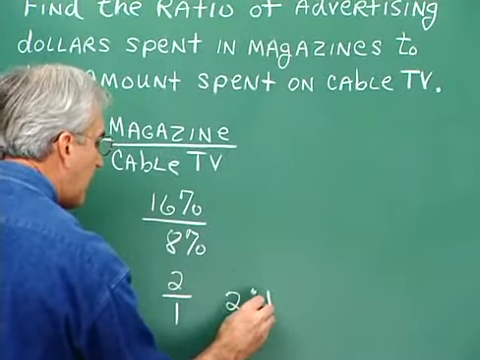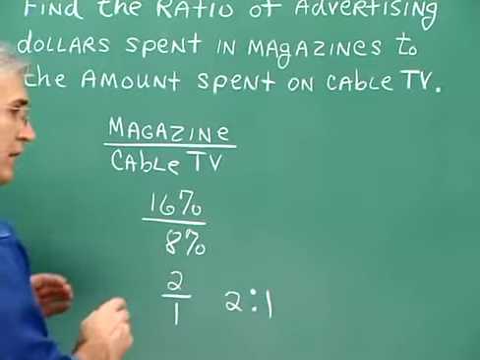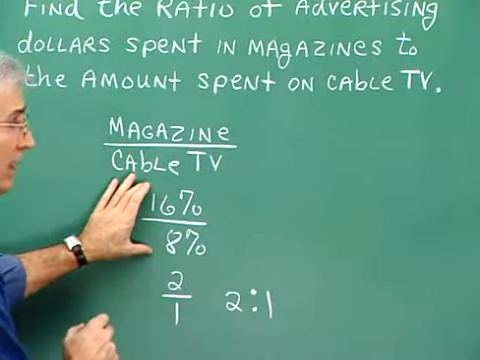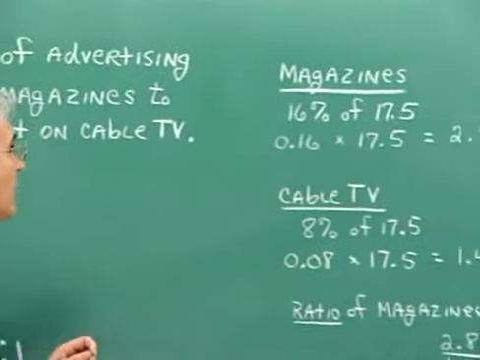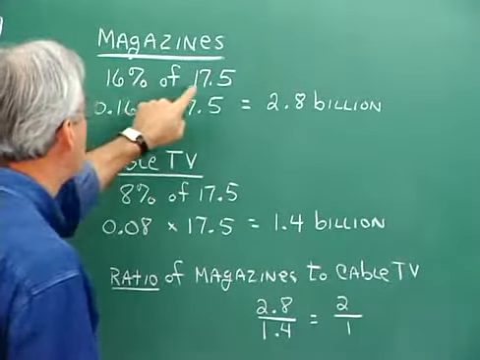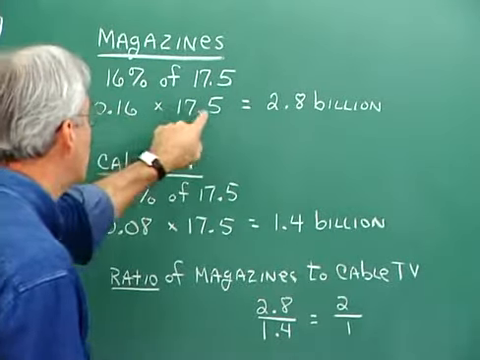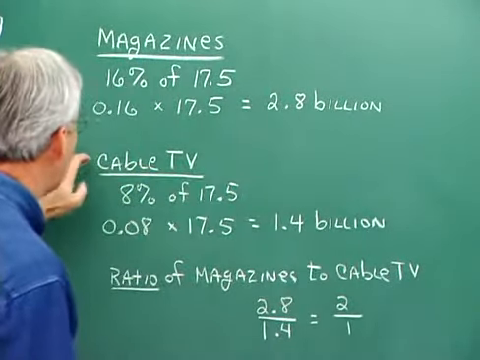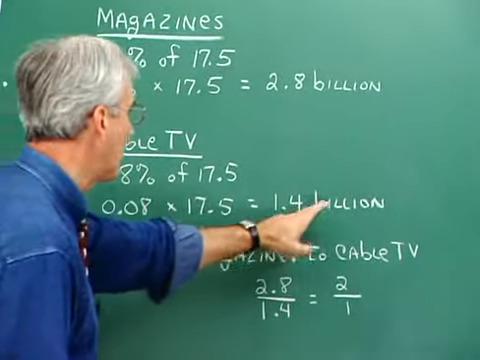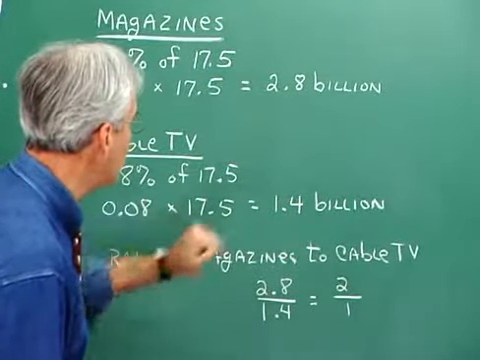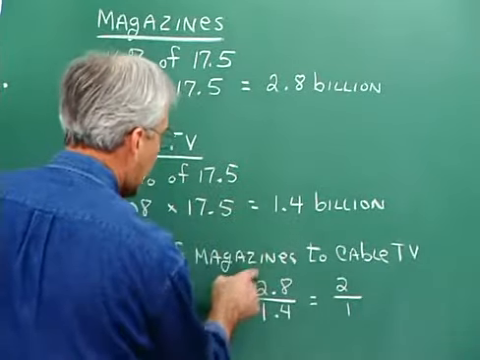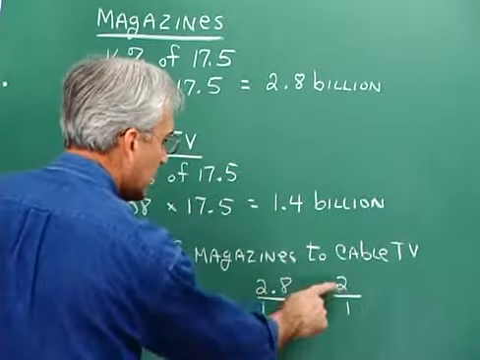Now, to verify that we get the same result, whether we use actual ad dollars or whether we use percents as we did here, let's go off to the side and make some calculations. For the magazines, now we did this calculation earlier, but it's 16% of 17.5, or 16 hundredths times 17.5, 2.8 billion. For cable TV, 8% of 17.5, or 8 hundredths times 17.5, 1.4 billion. So if we're using the actual numbers here, the ratio of magazines to cable TV in advertising dollars is 2.8 to 1.4. And once again, it reduces to 2 over 1.